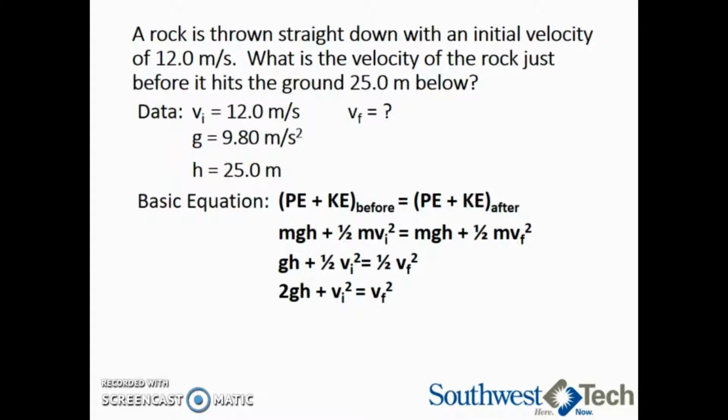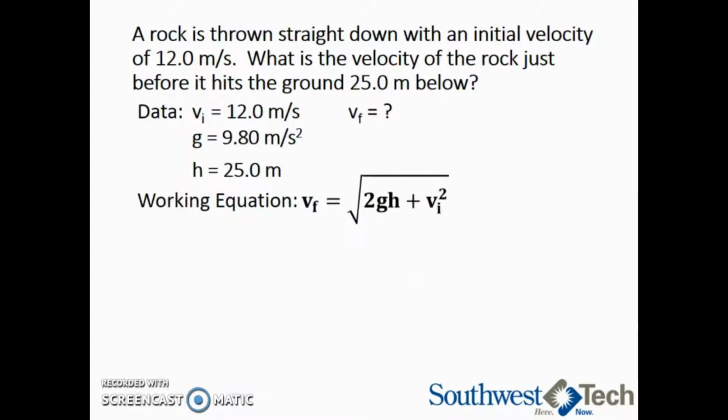Rearranging, we see that 2 multiplied by gravity multiplied by height plus 1/2 initial velocity squared is equal to the final velocity squared. After taking the square root of both sides, we arrive at our working equation, which is the final velocity is equal to the square root of 2 multiplied by gravity multiplied by height plus 1/2 initial velocity squared. Now we can take our working equation and substitute in the values we are given.